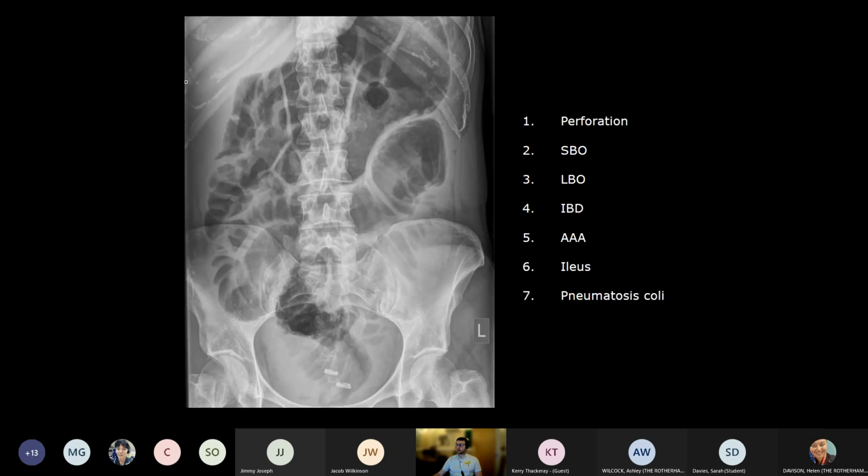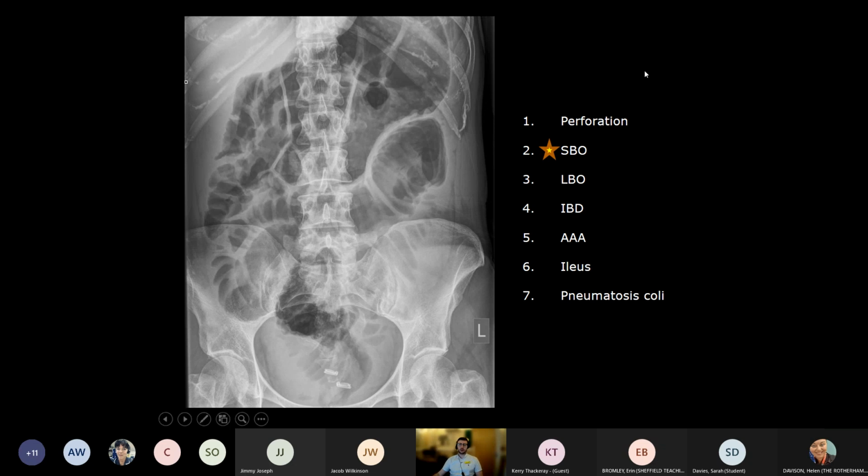Anyone hazard a guess as to what's going on here? I was going to say small bowel obstruction, but then you can see bowel all the way down to the rectum, so I don't know if that's right. Yeah, I would say you're absolutely right. You can see these thick folds, so there is gas beyond it, but that's not to say it might not be an incomplete obstruction.